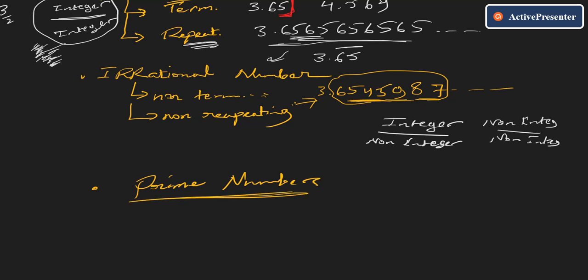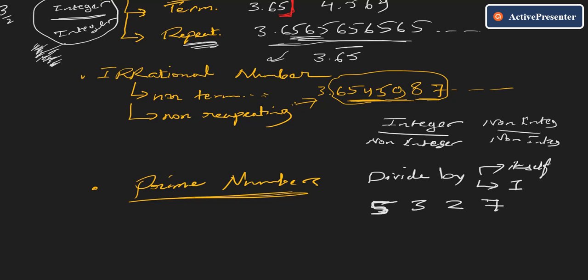What are the prime numbers? Prime numbers are those numbers that can be divided by only itself and 1. For example, number 5 can only be divided by itself and 1. 3 by itself and 1. 2 by itself and 1. Okay? Let's say 7 by itself and 1. Okay?